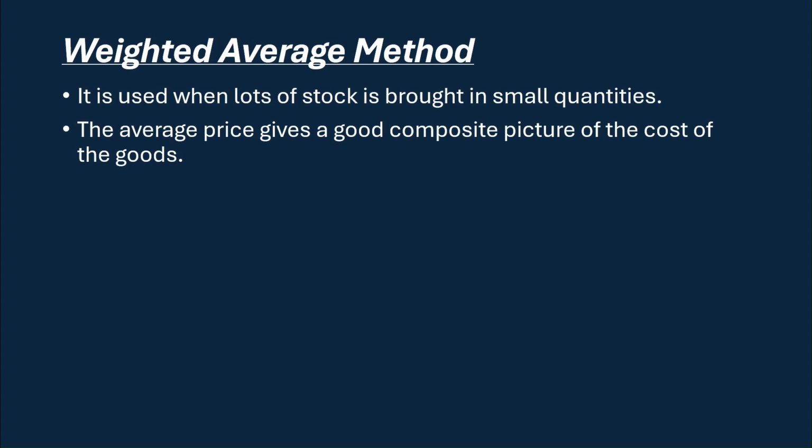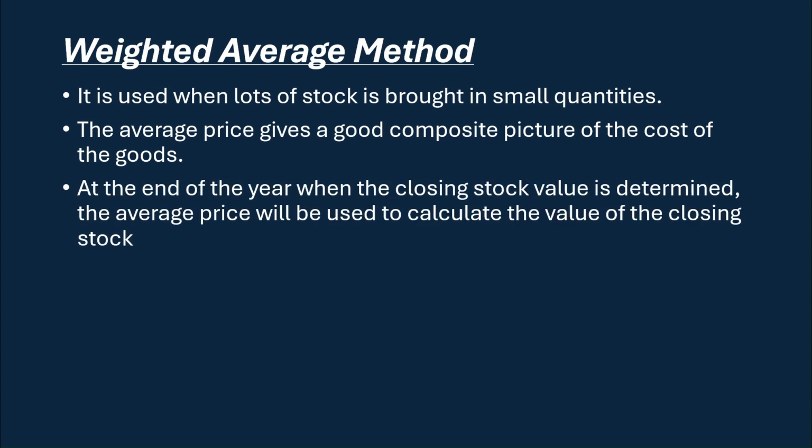We don't basically need to calculate it individually because we can't tell. Since they're buying lots of that stock in small quantities, right? So we basically have to go around it using the average. Then at the end of the year, when the closing stock value is determined, the average price will be used to calculate the value of the closing stock.